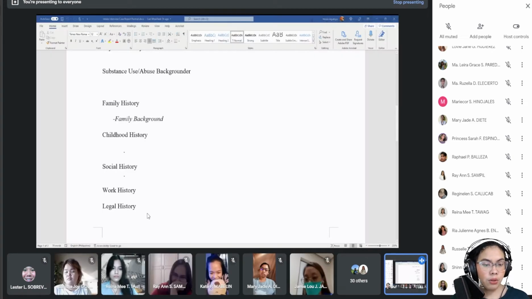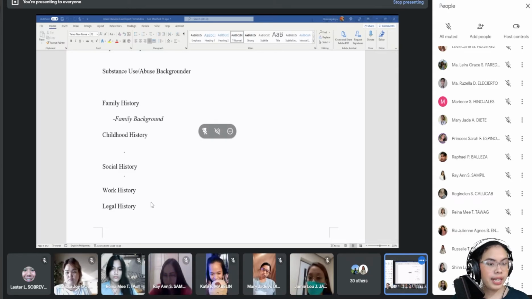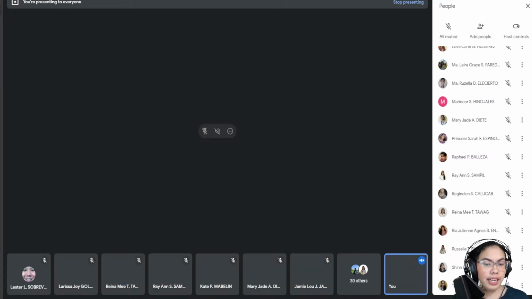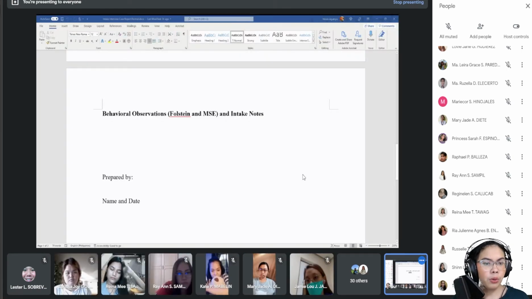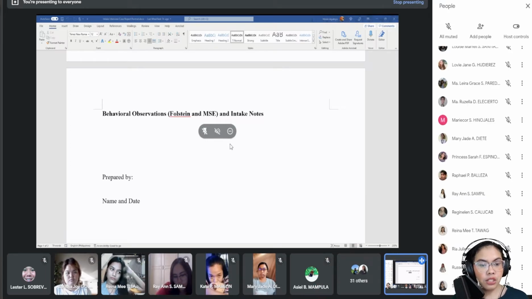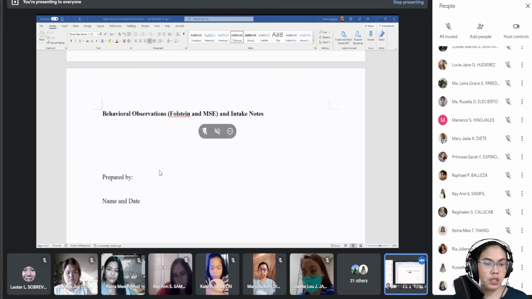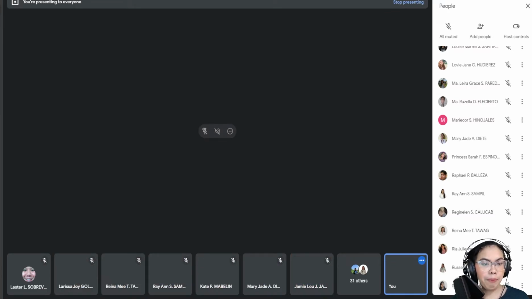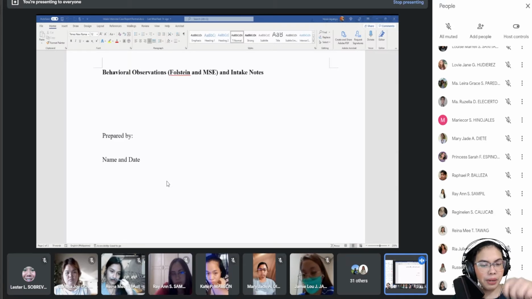Social history, so kamusta siya with the school or work niya. Amo man na sa work history. Ang legal history is, for example, kung may kaso bala siya, ongoing kaso or previous cases. So, amo na siya. And of course, the behavioral observations. But in your case, MSE lang, and your intake notes. So, ang mga gimpang-butang nyo to sa intake interview form nyo, i-summarize nyo na siya ang behavioral observations ninyo dire. And of course, prepared by name and date. So, butangan nyo man signature.